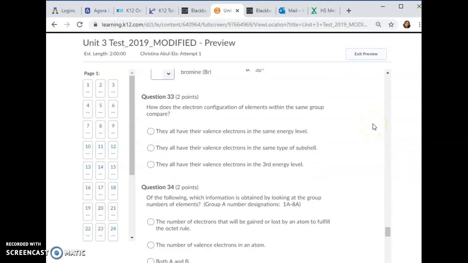Question 33. How does the electron configuration of elements within the same group compare? They all have their valence electrons in the same energy level. They all have their valence electrons in the same type of subshell, which is referring to s and p, d, and f. They all have their valence electrons in the third energy level.